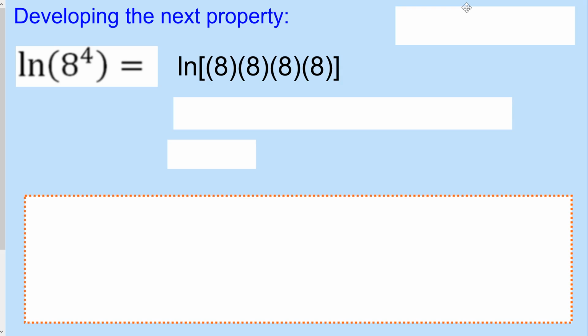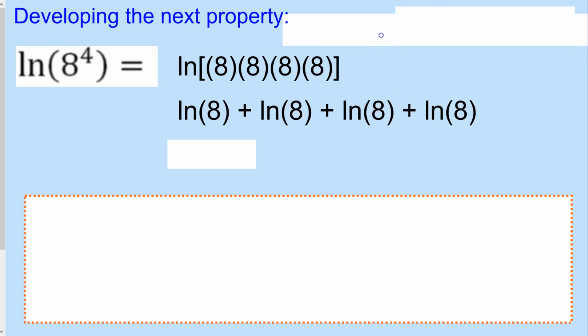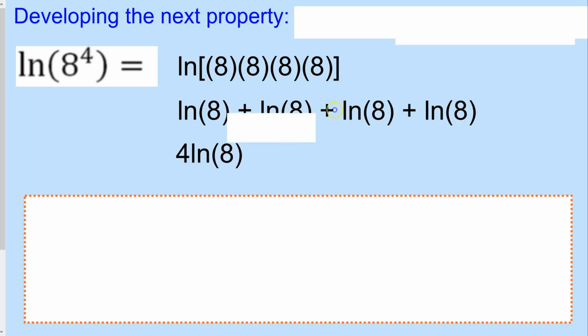So if you were to apply the product property, you could expand this into natural log of 8 plus natural log of 8 plus natural log of 8 plus natural log of 8. So how many natural log of 8s do we have? We have 4 of them. So this is equivalent to 4 natural log of 8. So notice that if we put these two sides together, the natural log of 8 to the 4th is the same thing as 4 natural log of 8. It's as though this exponent comes down and becomes just a multiplier.